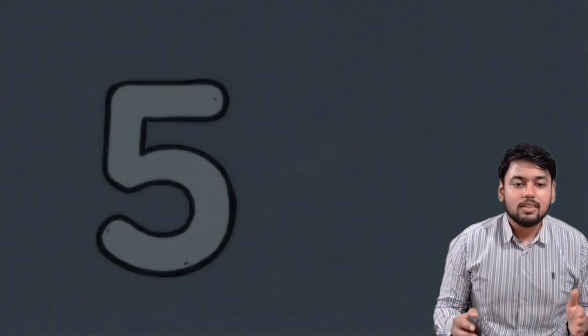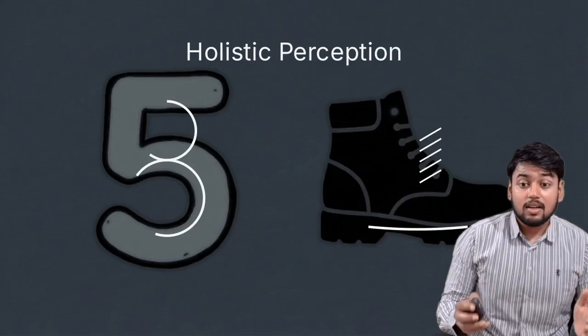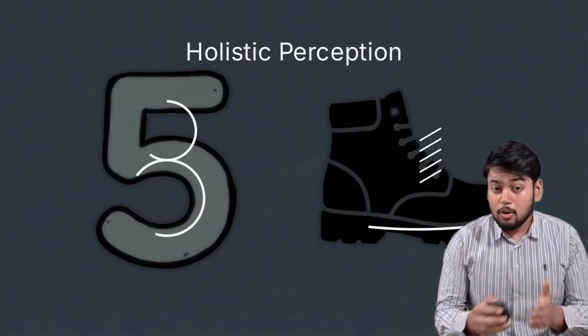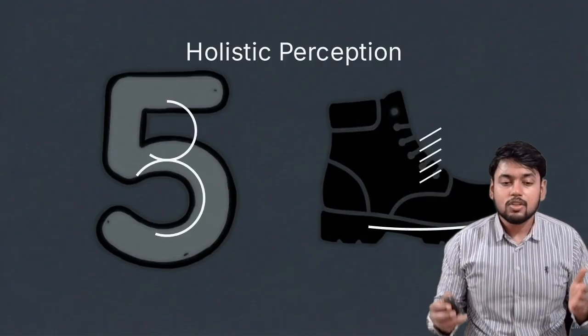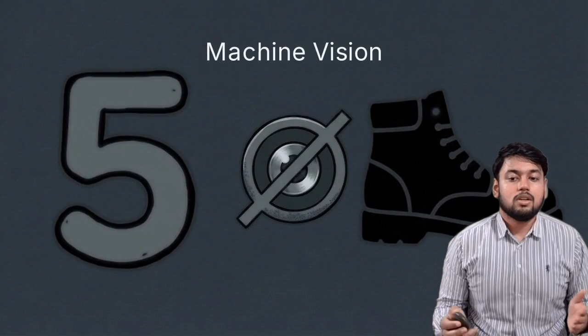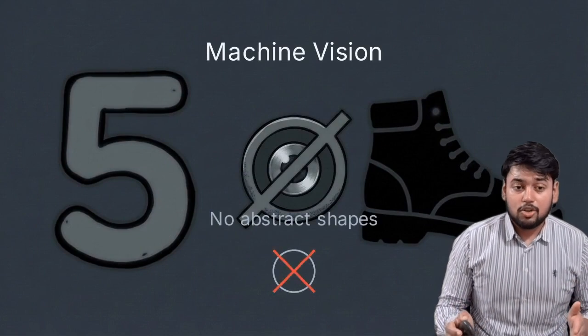So let's start by thinking about the last time you saw a handwritten number 5 or an ankle boot. Your brain instantly knows what they are. You don't consciously calculate the curve of the heel or the length of the laces. You just know it. But a computer doesn't have a visual cortex. It doesn't perceive loops or shapes.